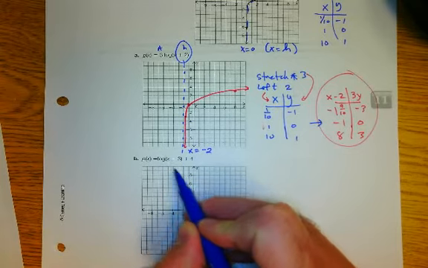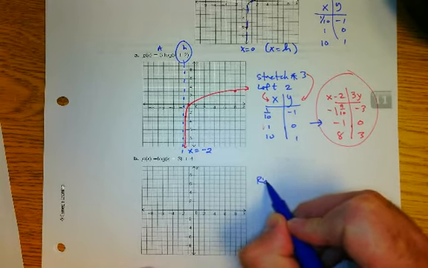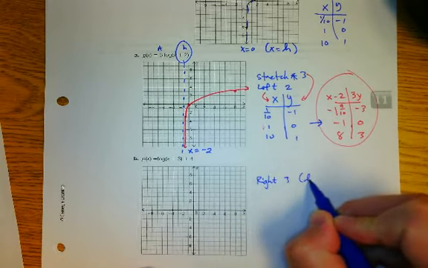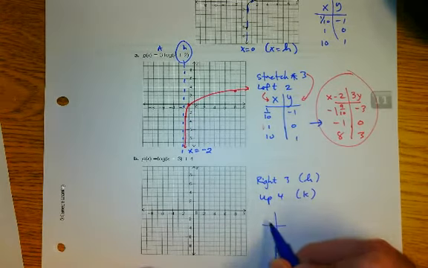And what's it going to do over here? So hopefully you said, right 3, this is an h value. Up 4, this is a k value. So how does this affect our table?